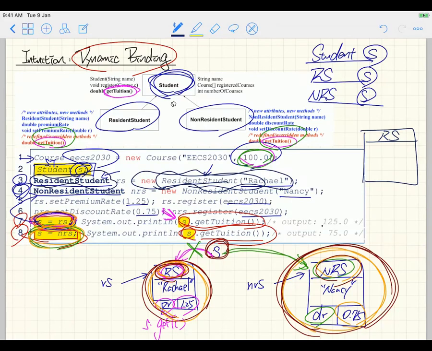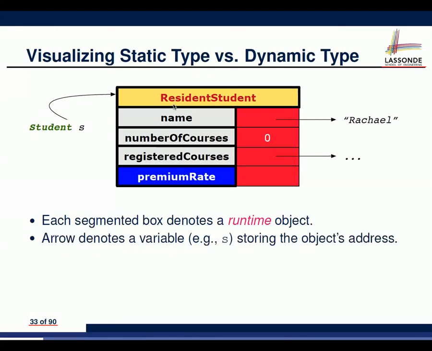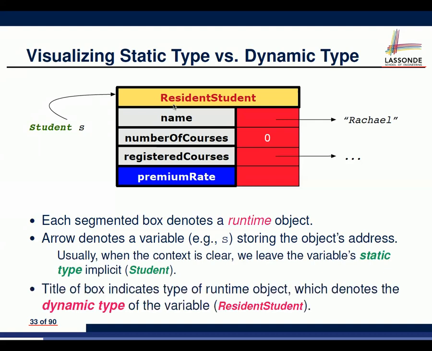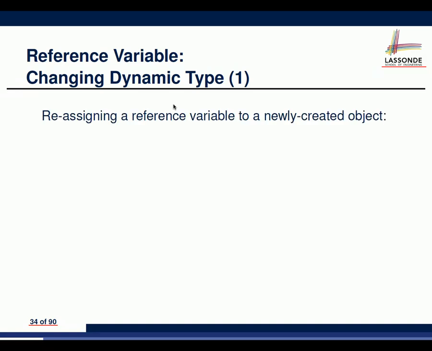Okay, that's kind of the rule, but you can, depending on what you need. Okay, I'll leave this to you. This one is not difficult. Now, how do we change the dynamic type? Two ways. The first way is very easy. You simply want to use the new keyword.